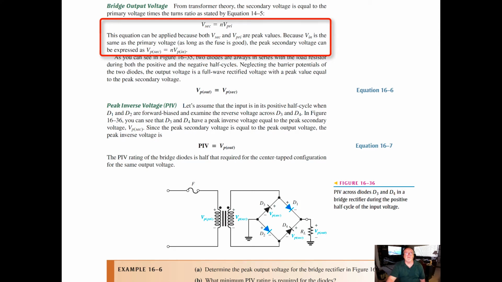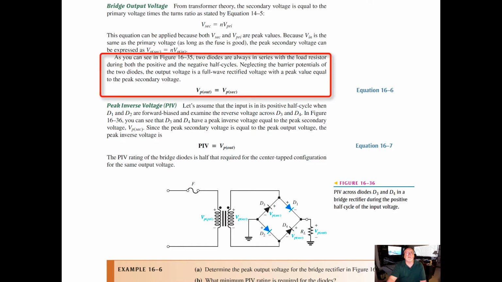Because the input voltage V in is the same as the primary voltage as long as the fuse is good, the peak secondary voltage can be expressed as V peak secondary equal to the number of turns N times V peak in. As you can see in figure 16-35, two diodes are always in series with the load resistor during both the positive and the negative half cycles.